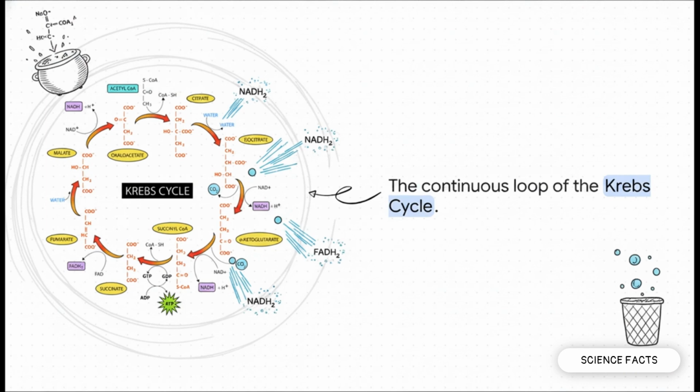With our acetyl-CoA primed and ready, we enter the actual simmering phase of our cooking process. Imagine this cycle continuously running in a loop within the mitochondrial matrix. Our acetyl-CoA drops into the pot, reacting with a resident base ingredient called oxaloacetate to form citrate. As this molecular stew slowly simmers, high-energy electrons are carefully extracted.